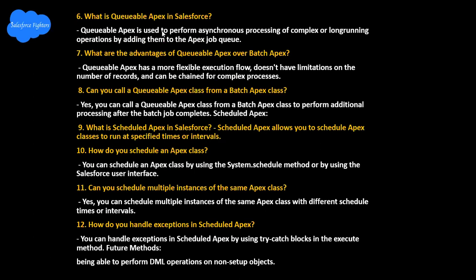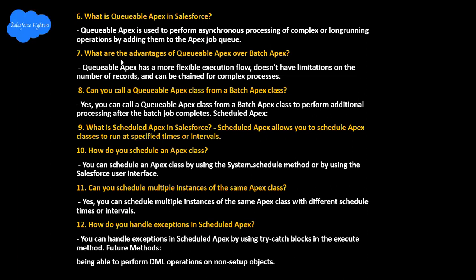Next question. What is Queueable Apex in Salesforce? Queueable Apex is used to perform asynchronous processing of complex or long running operations by adding them to the Apex jobs queue.